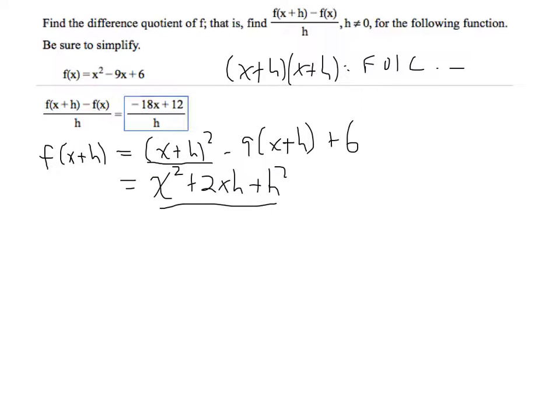The next part, the minus 9 times x plus h, that's just a distributive property. The minus 9 gets multiplied through those parentheses. So I'll have minus 9x minus 9h. So this part is the same as this part.